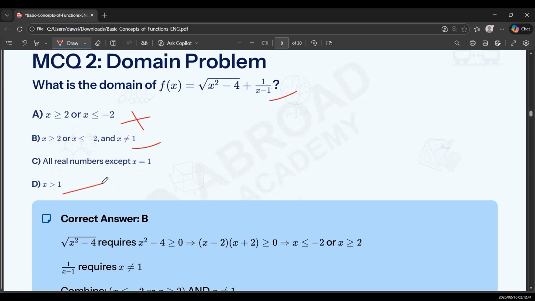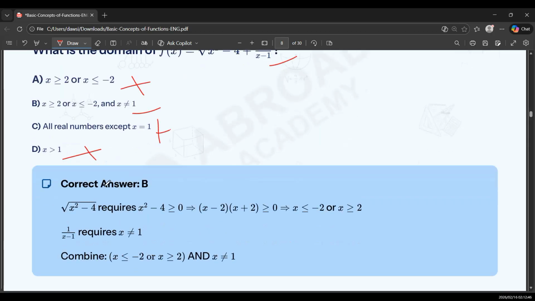For x > 1, it's also no. The square root of x² − 4 requires x² − 4 ≥ 0, so (x − 2)(x + 2) ≥ 0, which gives x ≤ −2 or x ≥ 2. Here 1 divided by x − 1 requires x ≠ 1. If we combine them, x ≤ −2 or x ≥ 2, and x ≠ 1.